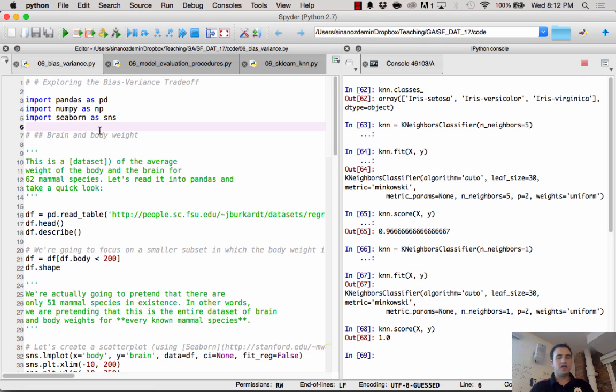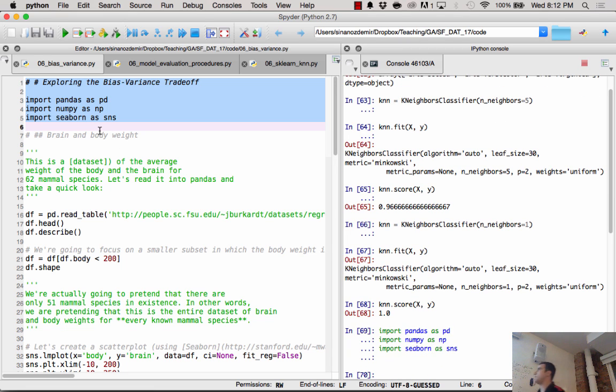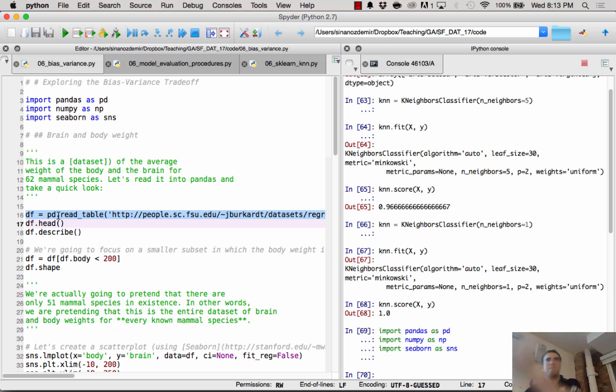So I'm going to import a couple things. Pandas, NumPy, and Seaborn. Pandas for data manipulation. NumPy for math. And Seaborn as a really nice graphing tool. This data set comes from Florida State University, if I'm not mistaken. Florida State University did a study where they took 62 mammals and then they plotted their average brain mass and body mass.